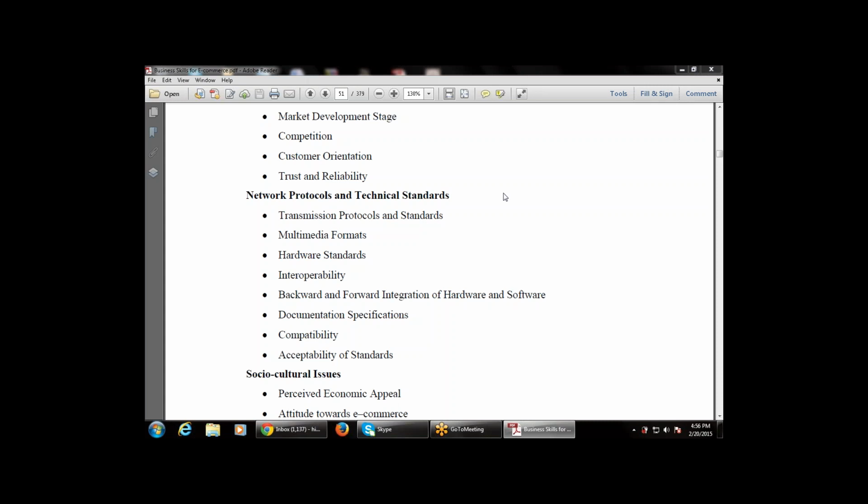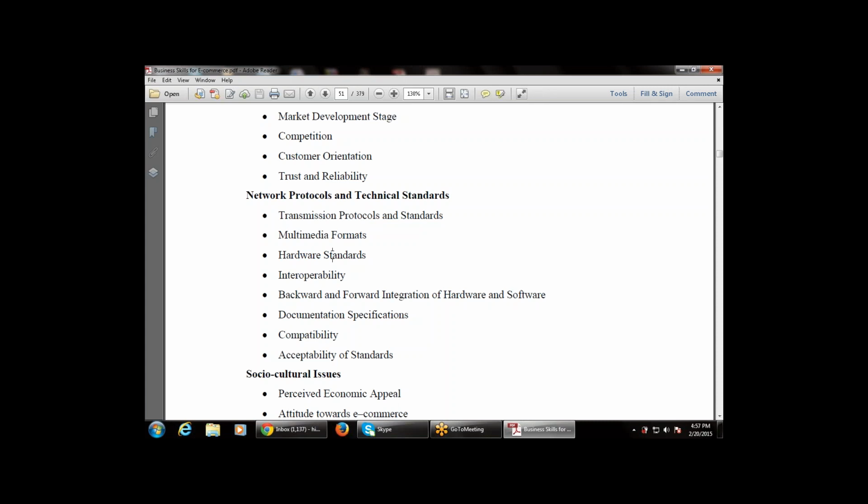Now next is multimedia format, then hardware standards. So these are the software standards, related to software. And the next one is a hardware standard, that means related to the hardware concept, related to hardware components. That is the hardware standard.